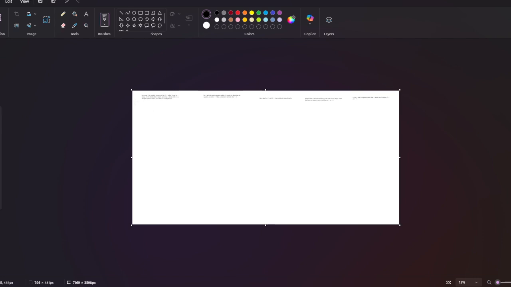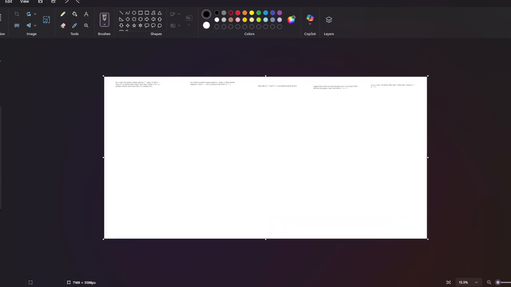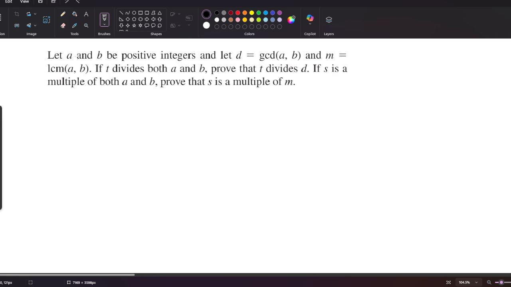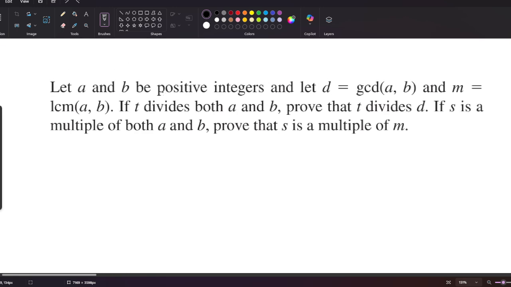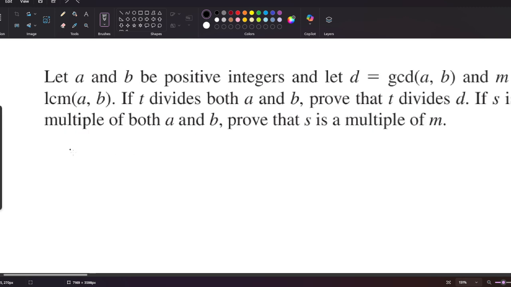Hello, today we have 5 problems related to modular algebra. Greatest common divisor, lowest common divisor, modulus, stuff like that. Let's begin with the first problem. We have numbers a and b. We have to prove two statements.